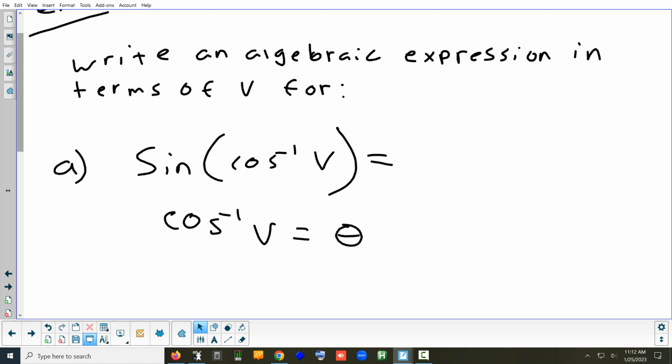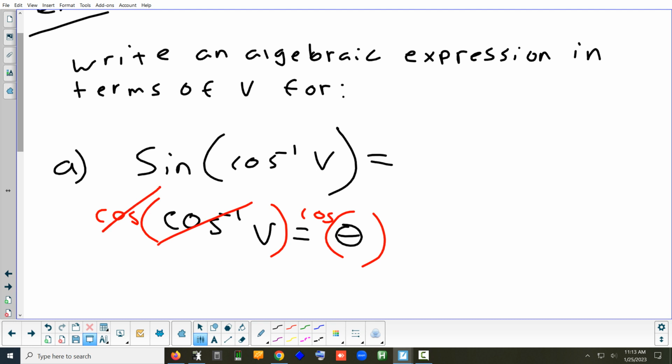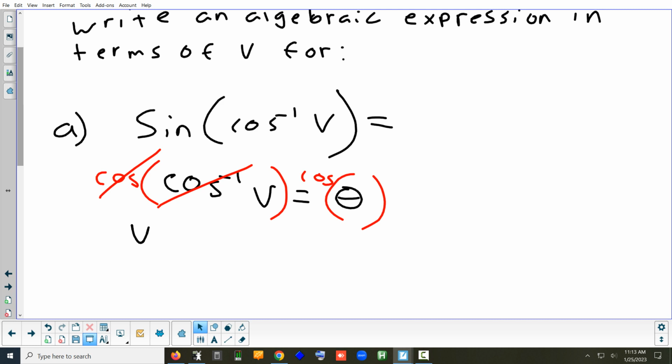Now the next step is to, instead of thinking of this as inverse cosine, I want to think of it as regular cosine. So I need to cancel out the inverse. What would I do on each side? Take the cosine of each side? Yep, take the cosine of each side. So take the cosine of what's on the left, and what's on the right. Those cancel. And we get v equals cosine theta.